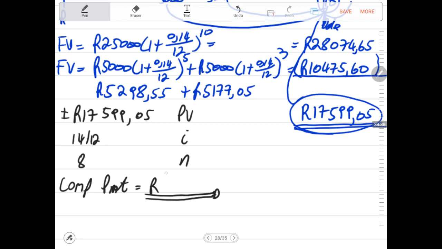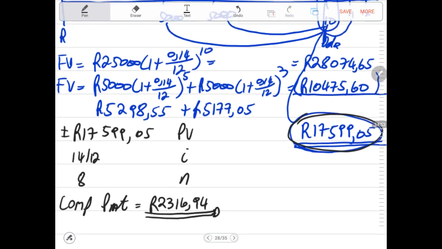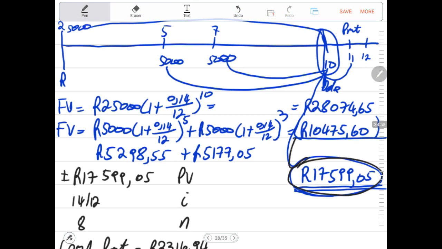So this friend of ours must pay 2,316 rand 94 cents every month for the next 8 months in order for him to settle the outstanding balance of 17,599, which is outstanding at the end of month number 10.